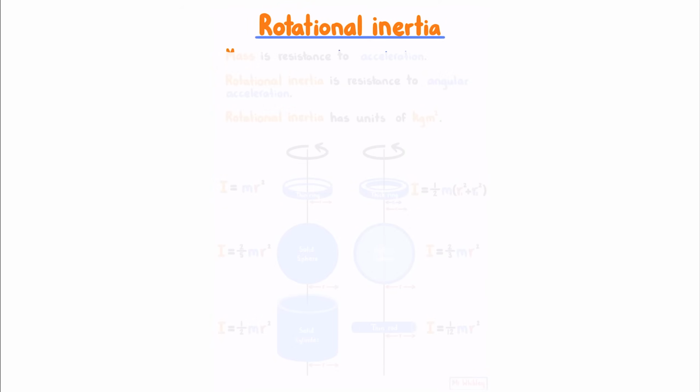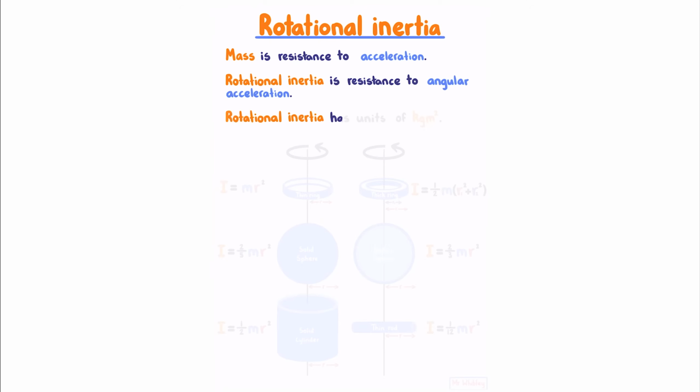Rotational inertia. Mass is resistance to acceleration. Rotational inertia is resistance to angular acceleration. Rotational inertia has units of kilogram meter squared. The rotational inertia of an object depends on its mass and how that mass is distributed. What I'll do now is go through 6 basic examples, and although you won't find these equations on your formula sheet, if a question in the exam requires it, the equation will be provided.